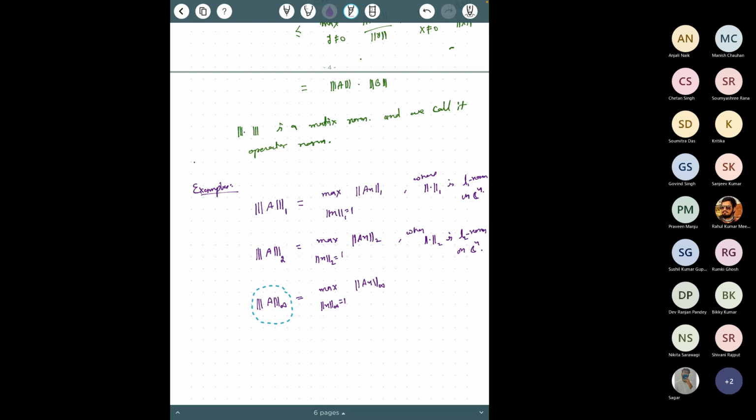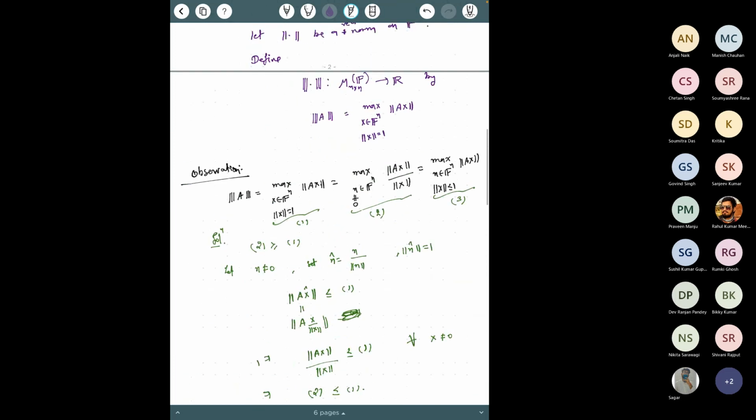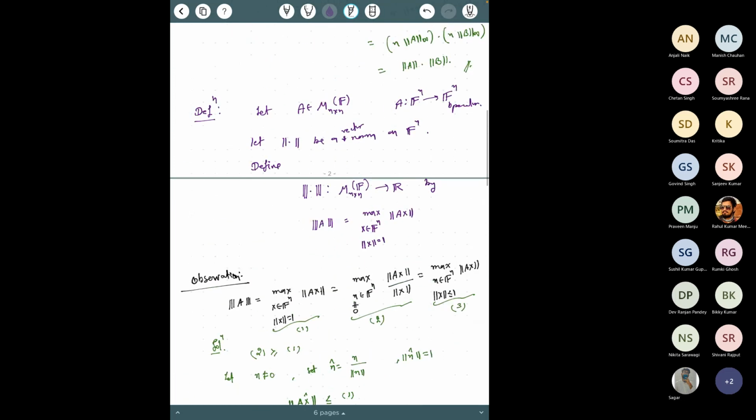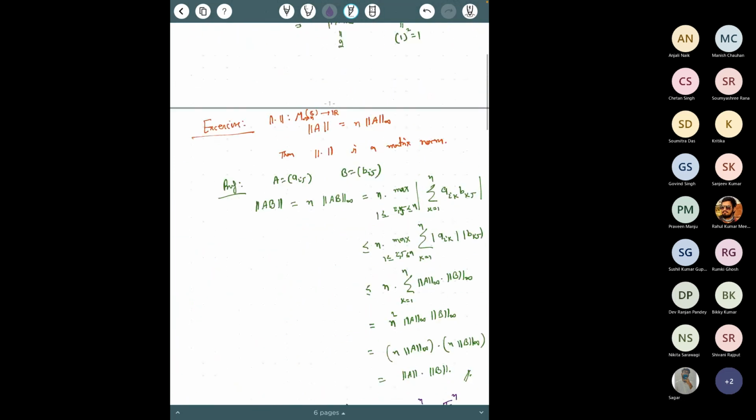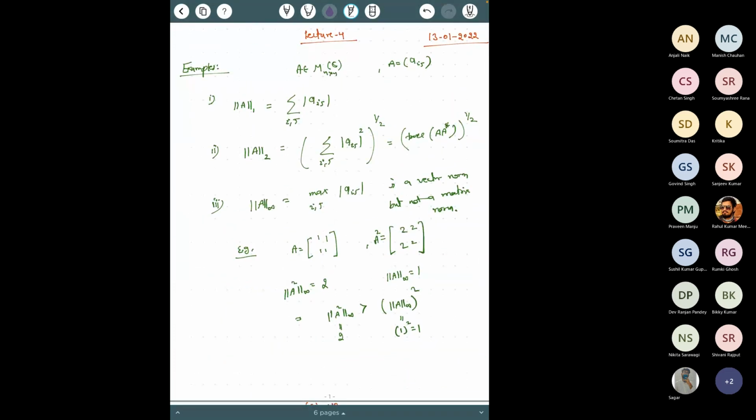By the way, I just want to mention one thing here. While giving you examples of matrix norms, I said that this is a matrix norm, but it has a name. It is called the Frobenius norm.